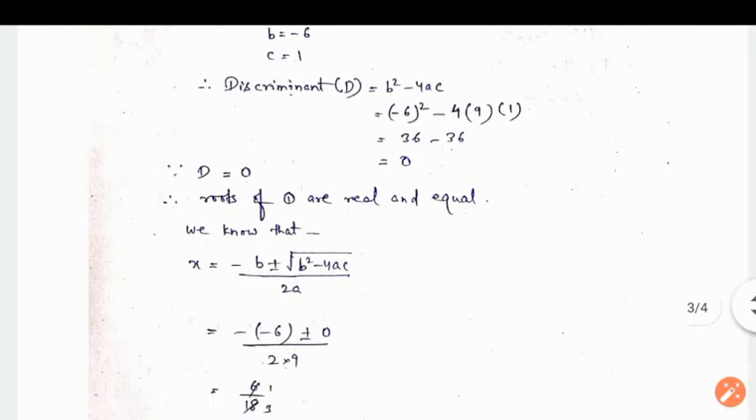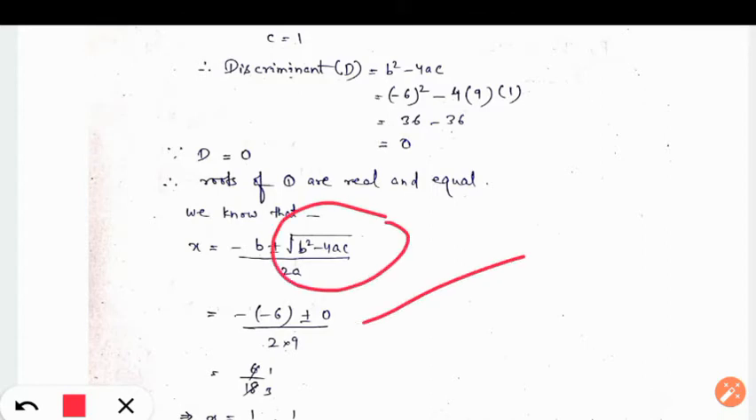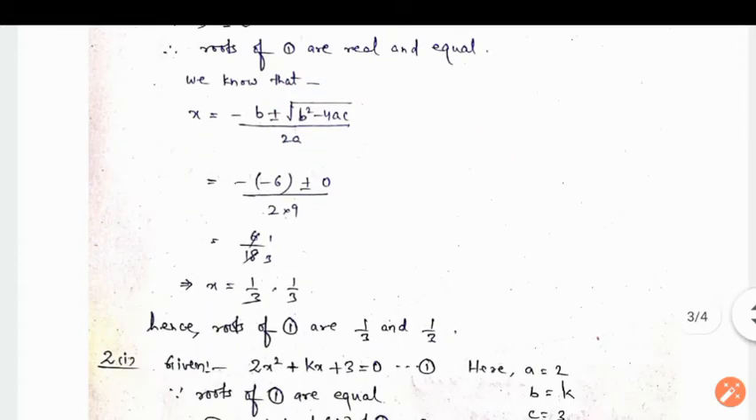So what I have written, we know that x = (−b ± √(b² − 4ac)) / 2a. This is Sridhar Acharya's formula, or the quadratic formula. So in place of b I have written −6, and since b² − 4ac is 0, I have written 0 there directly. After simplification I got x = 1/3, but I have written x two times, 1/3, 1/3.